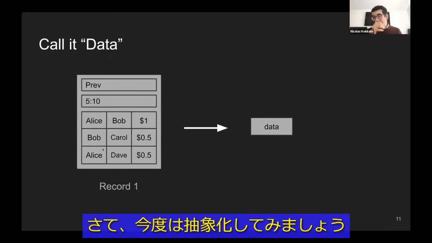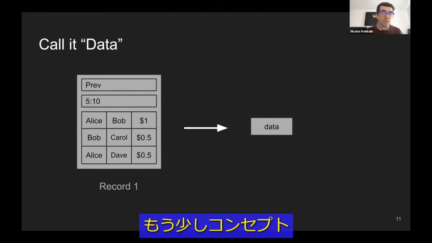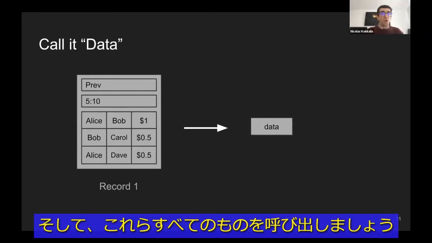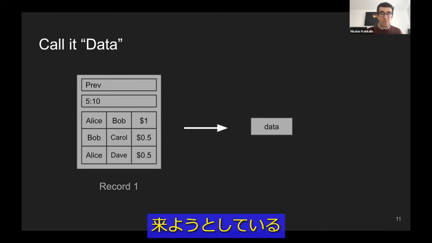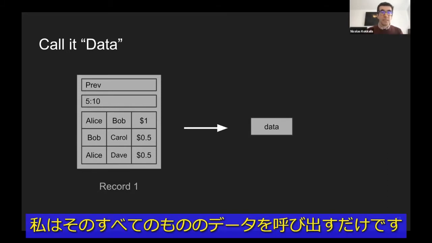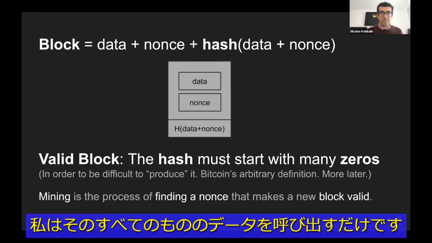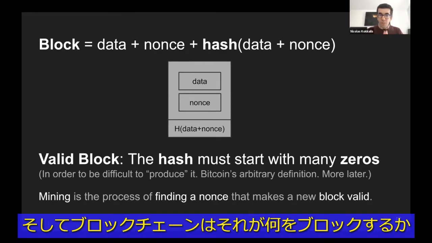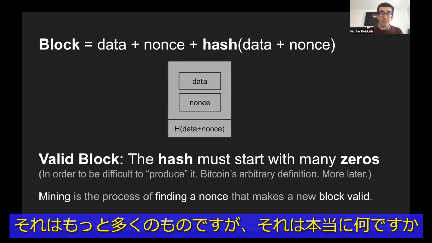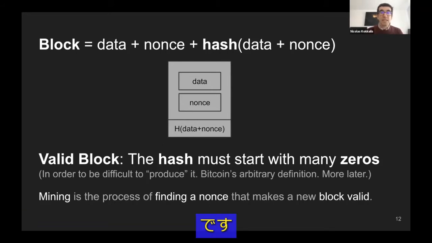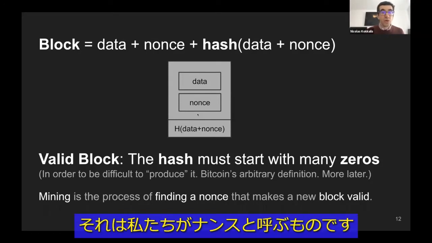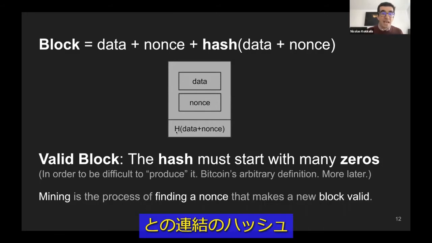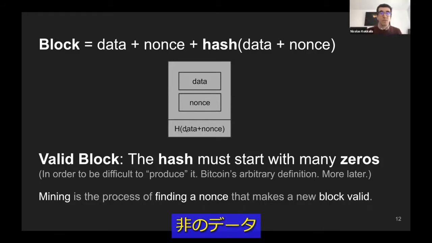Okay, so now let's try to abstract the concept a little further. Let's just call all of this stuff data, because I'm trying to show you what the block is. To simplify, I will just call all of that stuff data. And then a blockchain block, what it really is, it's more things, but what it really is, is that data that I was talking about, something we call a nonce, and the hash of the concatenation of the data with the nonce. These three things.